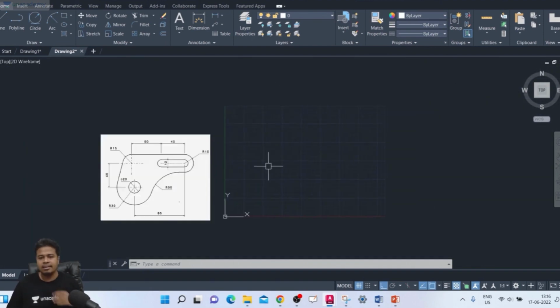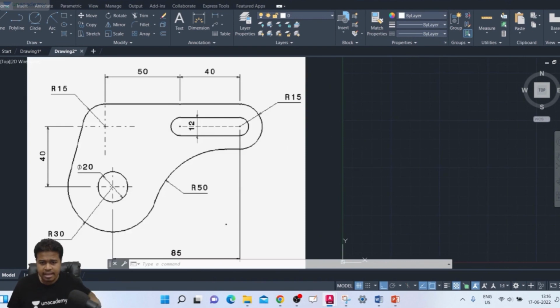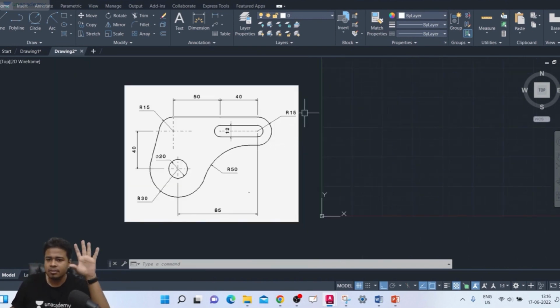Now let's start our next example. Whenever you see any diagram, observe what the important points are and what the circles are. Now, if you see this, we have two circles here at this point. One of the circles has a radius of 30 and another circle has a diameter of 20, and both the circles are concentric.